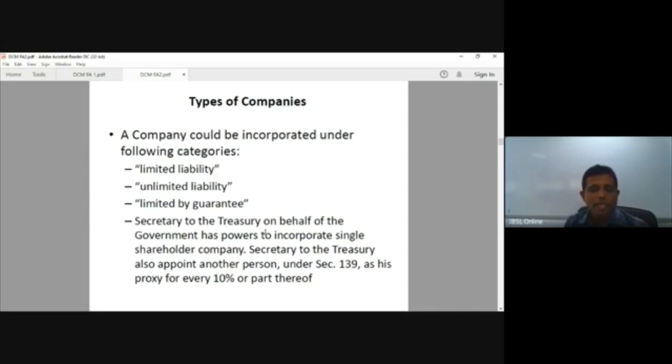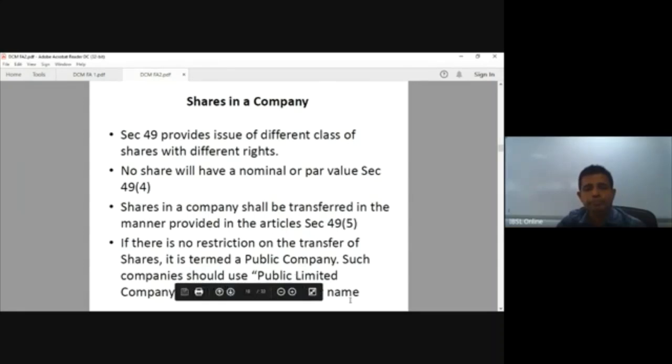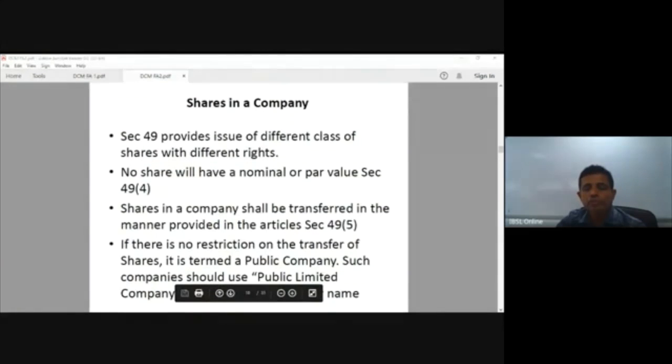The Secretary to the Treasury, on behalf of the government, has powers to incorporate a single shareholder company, with only one shareholder. The Secretary to the Treasury also appoints another person under section 139 as proxy for every 10% or part thereof.